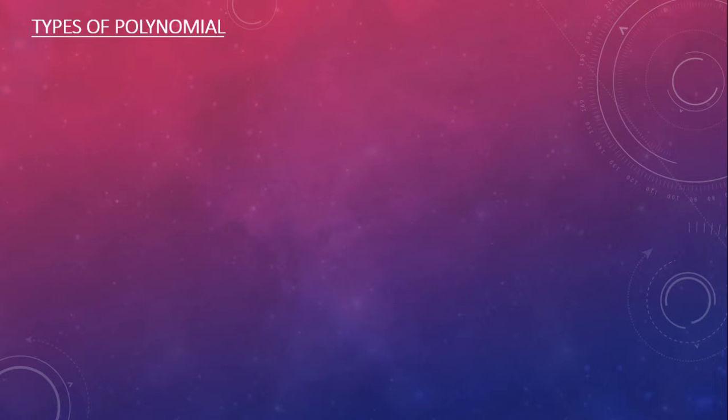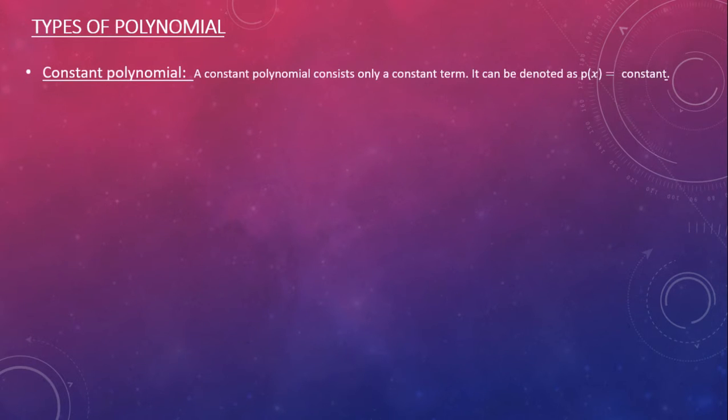So far, you have seen polynomials of one term, two terms, polynomials of different degrees, etc. So let's classify the polynomials. The first type of polynomial is constant polynomial. By seeing the term, you can understand there is a polynomial where a constant exists. A constant polynomial consists only of a constant term. It can be denoted as p(x) equals constant. For example, 2, 10, minus 5, etc.